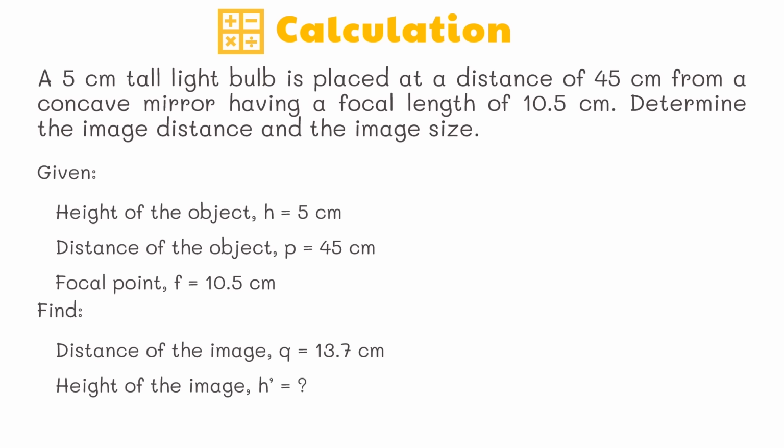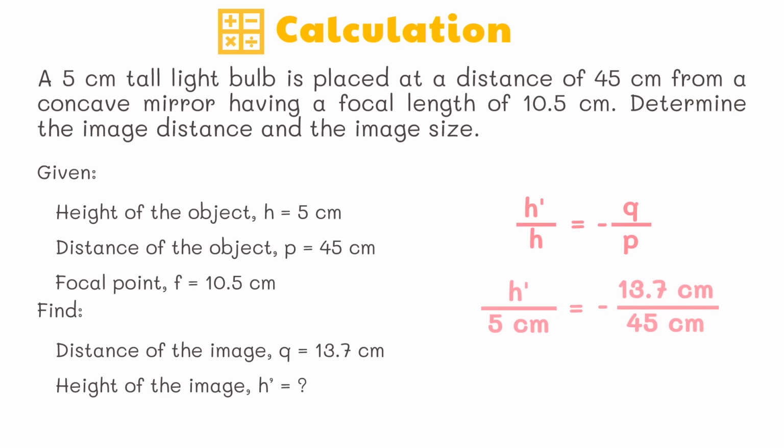Next, the image height can be determined using the magnification equation. Height of the image over height of the object equals negative distance of the image over distance of the object. We already have the value for the distance of the image. Since 3 of the 4 quantities in the equation are known, the 4th quantity can be calculated. The equation will now be height of the image over 5 centimeters equals negative 13.7 centimeters over 45 centimeters.